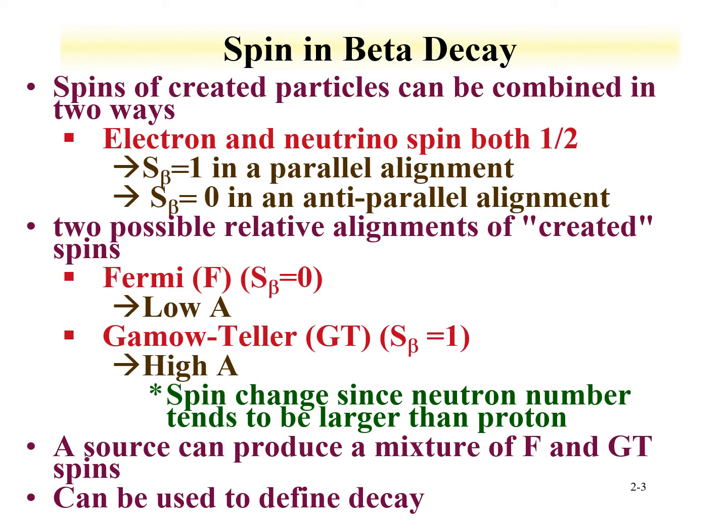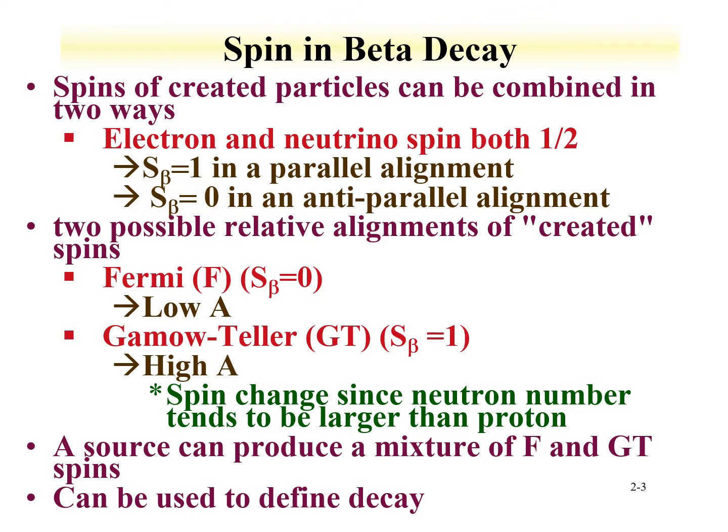The electron and neutrino spin can be aligned or anti-aligned during decay. So if they're aligned, if they're parallel, the spins will sum up. The spin change will be on the order of 1, either +1 or -1. If they're anti-parallel, they cancel, the spin change will be 0. So there's two possible alignments for the created spins.